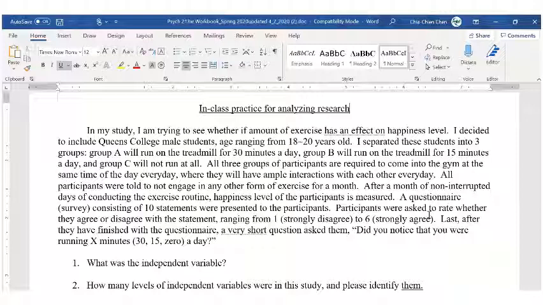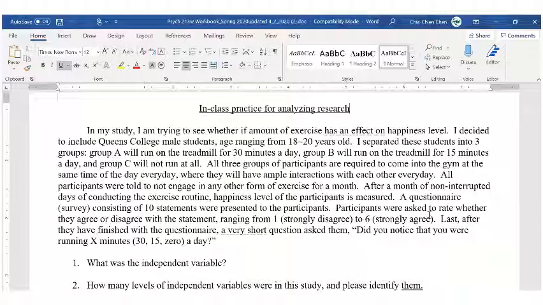And Group C will not run at all. All three groups of participants are required to come into the gym at the same time of the day every day, where they will have ample interaction with each other. All participants were told not to engage in any other form of exercise for a month. After a month of uninterrupted days of conducting the exercise routine, the happiness level of the participants is measured.